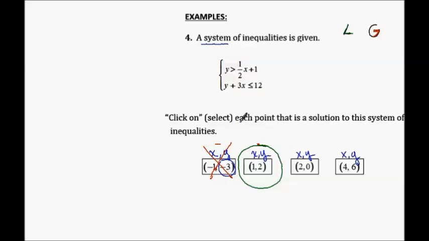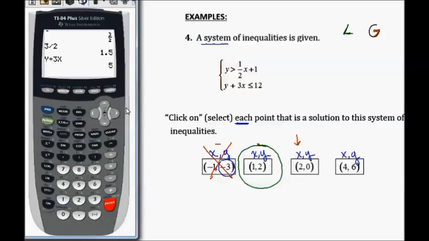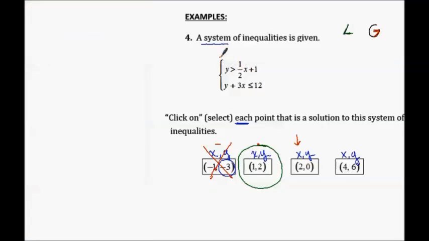Because it says to click each point, just because we found one solution doesn't mean we're done. We're going to have to check all the other points. So let's check this point where x is 2 and y is 0. So the first thing we need to do is tell the calculator that. A 2 gets stored in the x, and a 0 gets stored in the y, to do the y, alpha y.